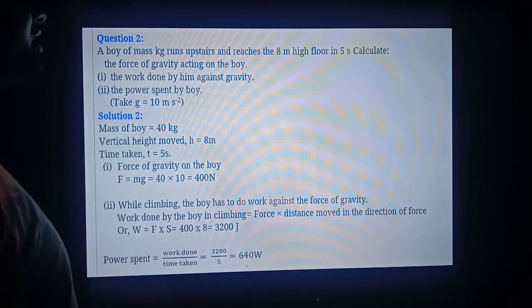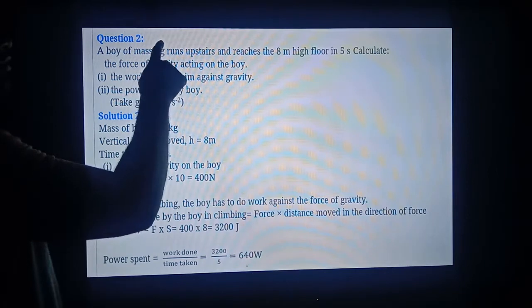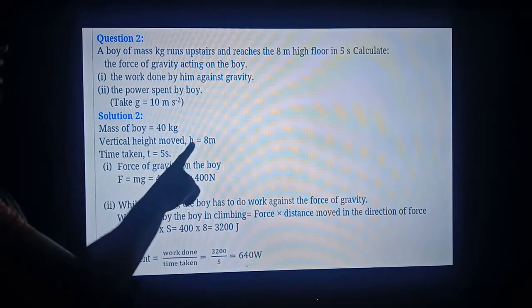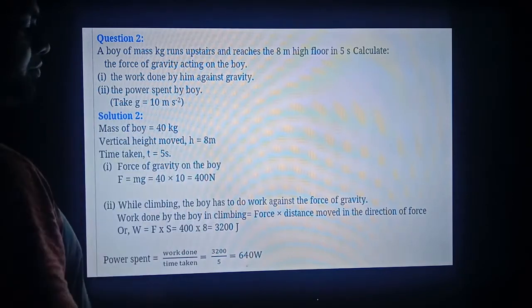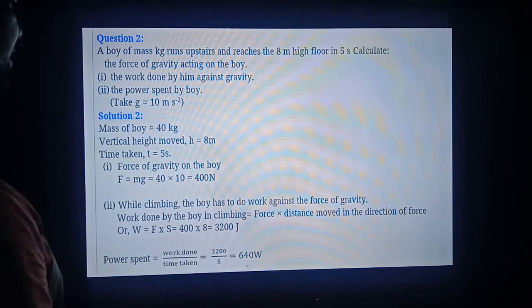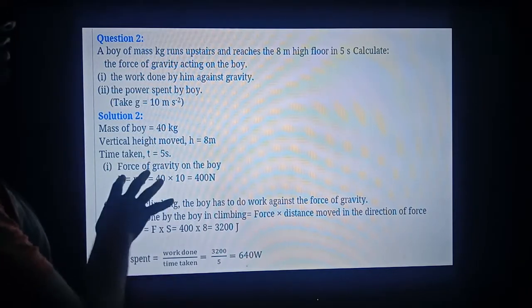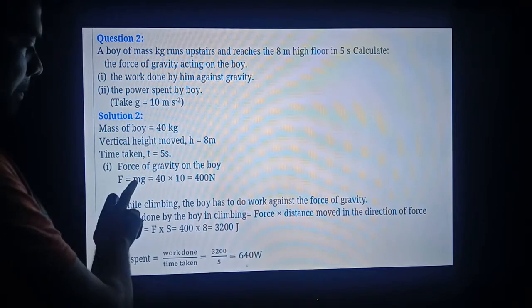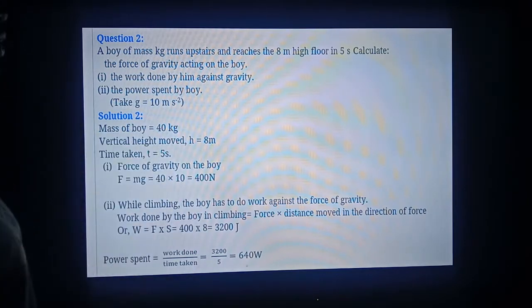g here, that is 10 meter per second square. Now the mass is right here 40, so 40 kg. Vertical height h is equal to 8 meter and time taken is 5 seconds. These are the essential terms given in the question. Write it separately. Now first they are asking force of gravity you have to find. So force of gravity, F is equal to mg. Mass is 40 and g is 10. So that is 400 Newton.